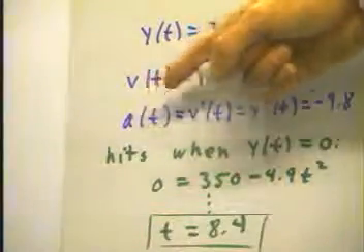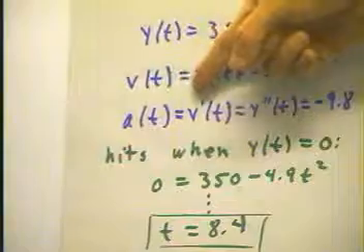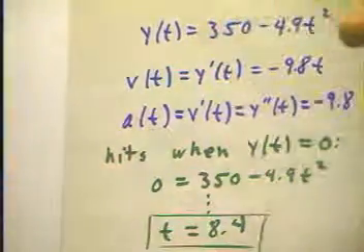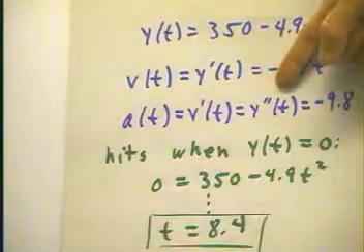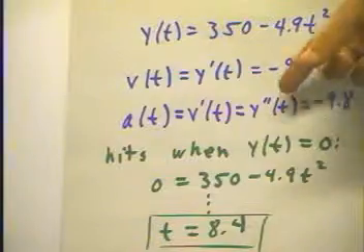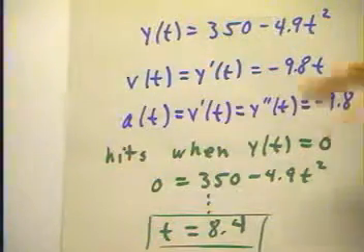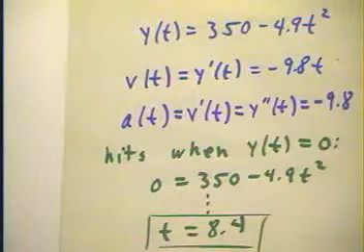Acceleration is the rate at which velocity changes. So the acceleration function is the derivative of the velocity function. Of course, since the velocity function is a derivative of the position function, that's also the second derivative of the position function. So the acceleration is a derivative of velocity, second derivative of position. In any case, if you take the derivative of the velocity function, you get negative 9.8.